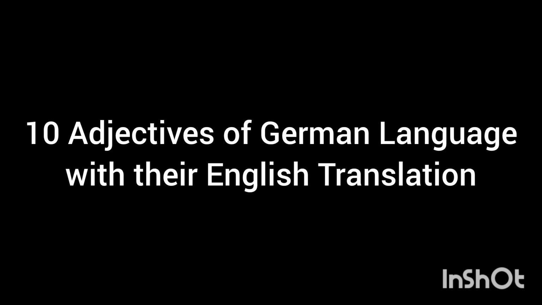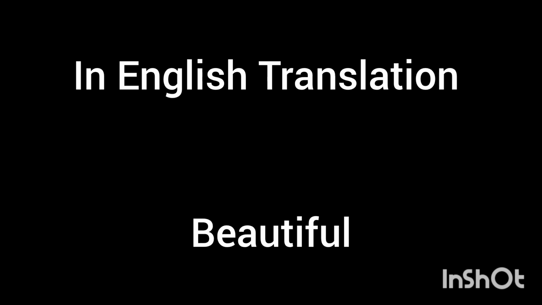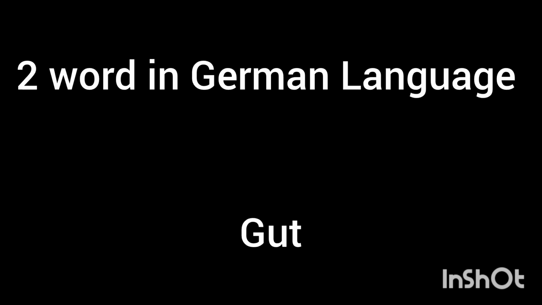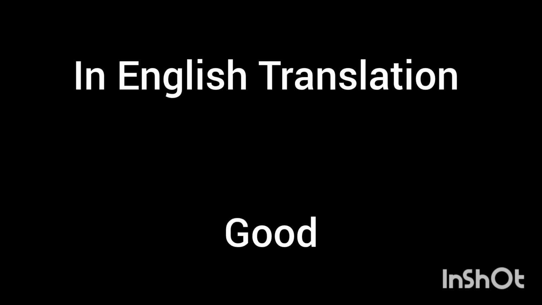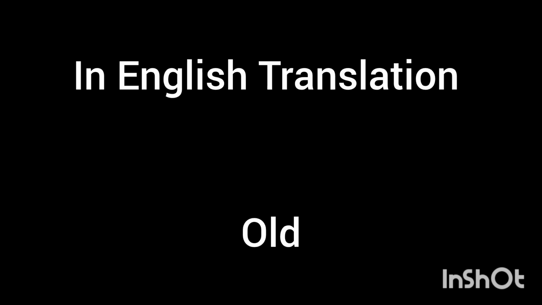In this video, we will explain the 10 adjectives of German language with their English translation. So the first word in German language is schön. In English, we say it beautiful. Second word in German language is gut. In English, we say it good. Third word in German language is alt. In English, we say it old.